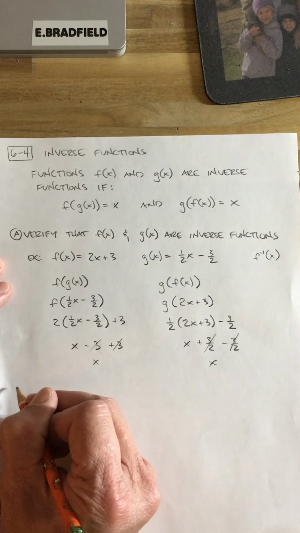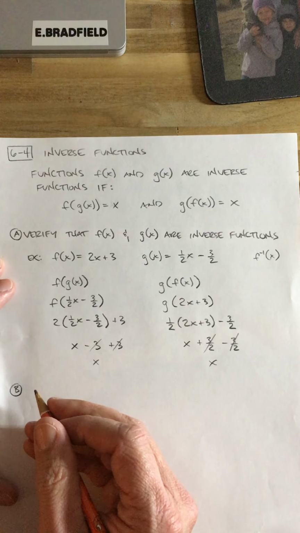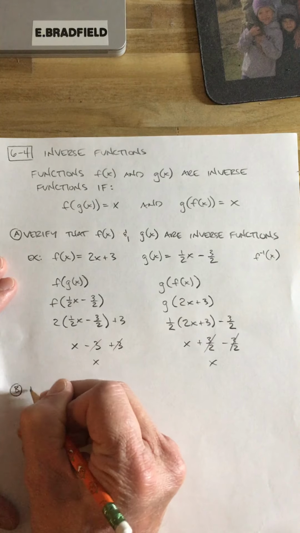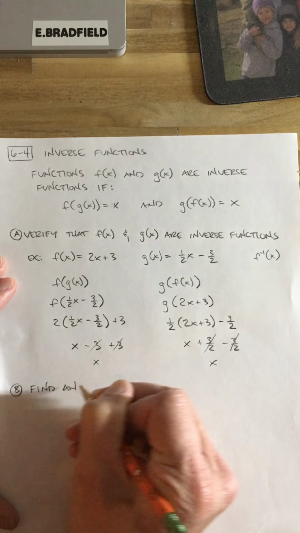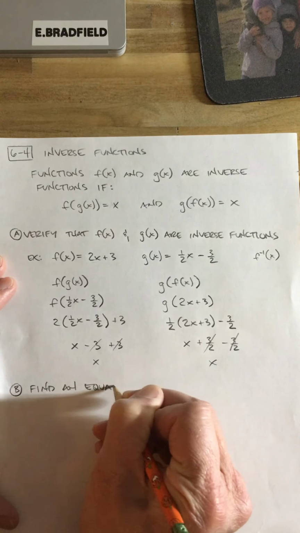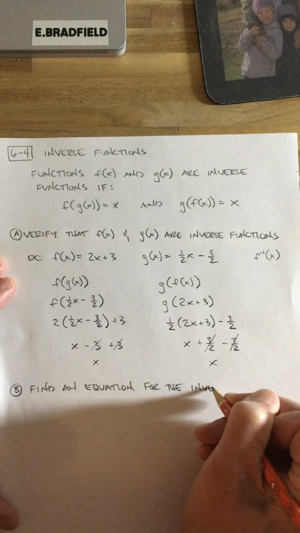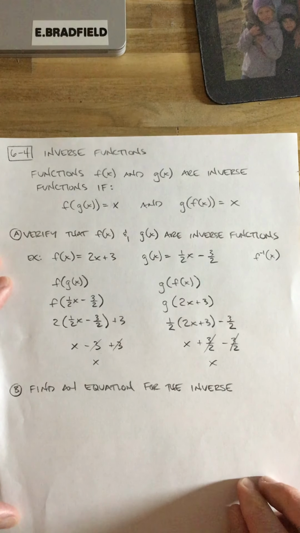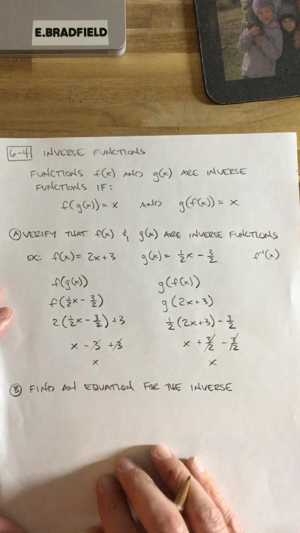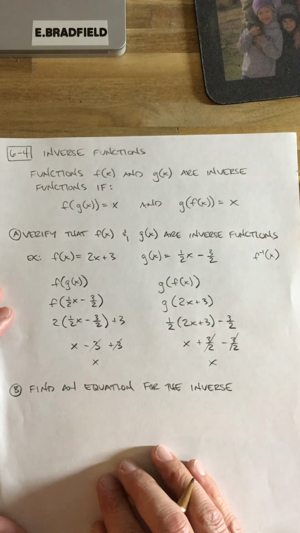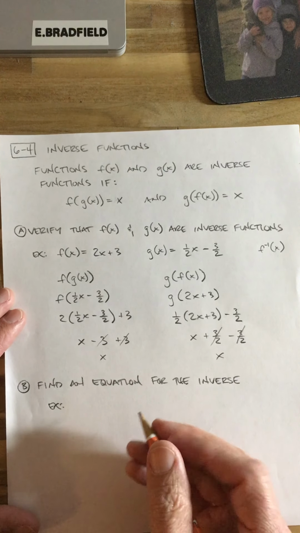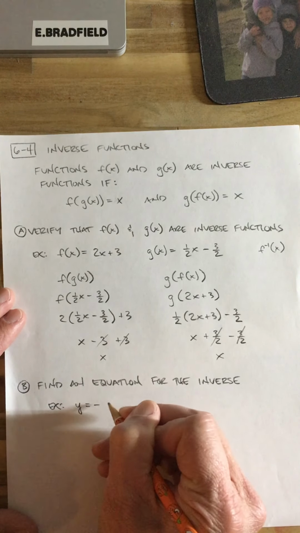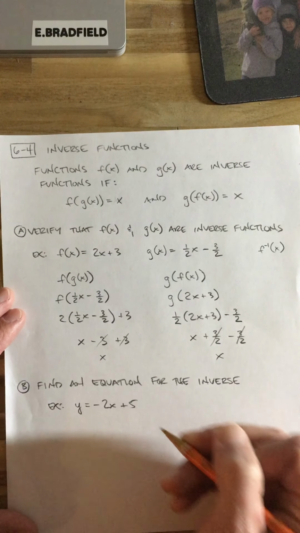Let's try part B. Let's find an equation for the inverse function, okay? So find an equation for the inverse. Or in other words, just find the inverse function, okay? Inverse, okay? Okay, so what we're going to do now is just find an inverse, okay? So let me give you an example. All right, the example is y equals negative 2x plus 5, okay?